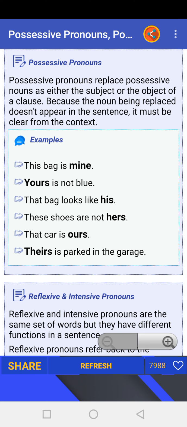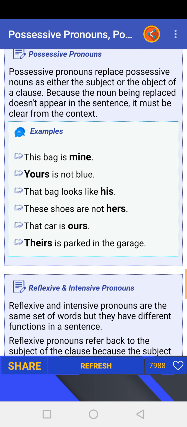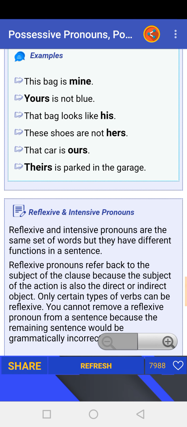So now let's go to possessive pronouns. Possessive pronouns replace possessive nouns as either the subject or the object of a clause. Because the noun being replaced doesn't appear in the sentence, it must be clear from the context. So here for the possessive pronouns, the noun that they replace isn't mentioned in the sentence, but we can deduce it from the context.